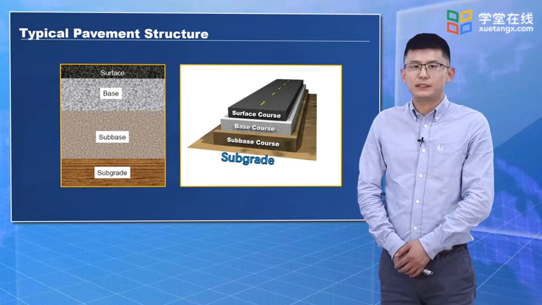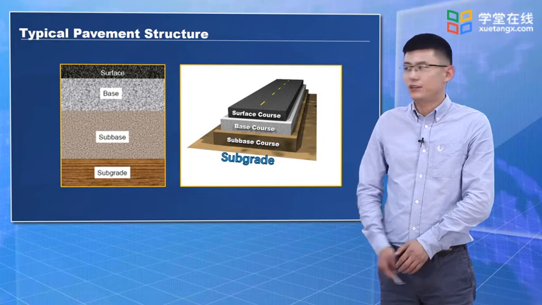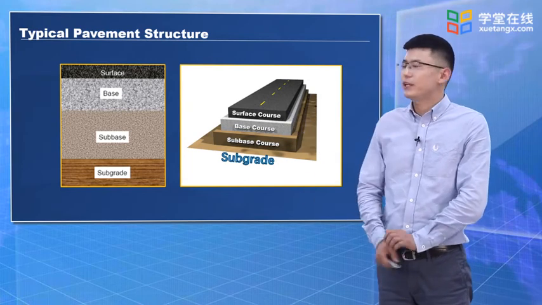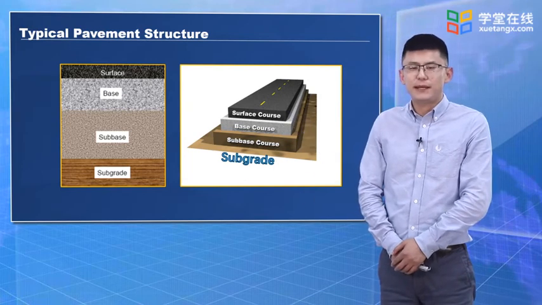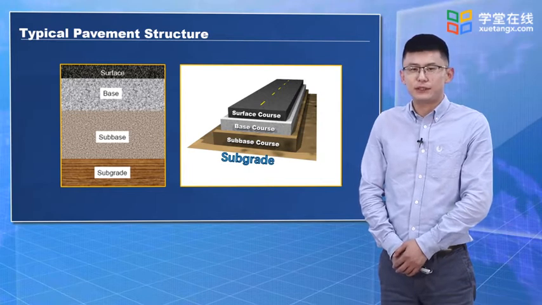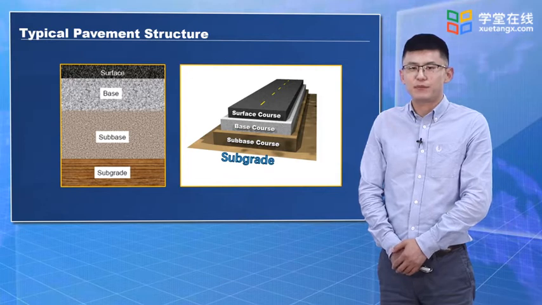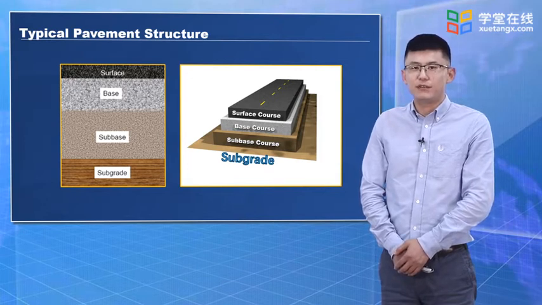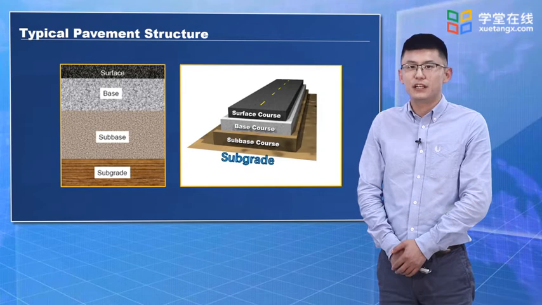At the beginning, let's take a look at the typical pavement structure. We can see that from this picture very clearly. We have the surface, we have the base, subbase, and the subgrade. For the subgrade soils, we have just introduced them in last class. And from this class, we are going to introduce the surface, base, and subbase.